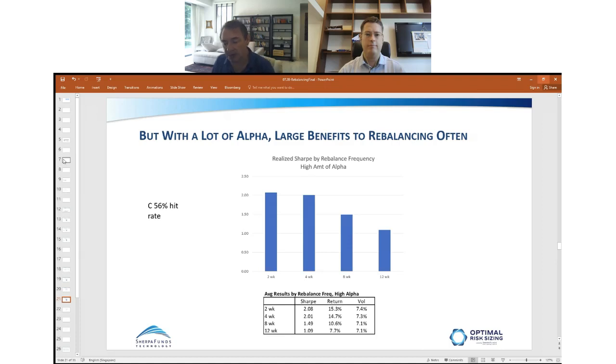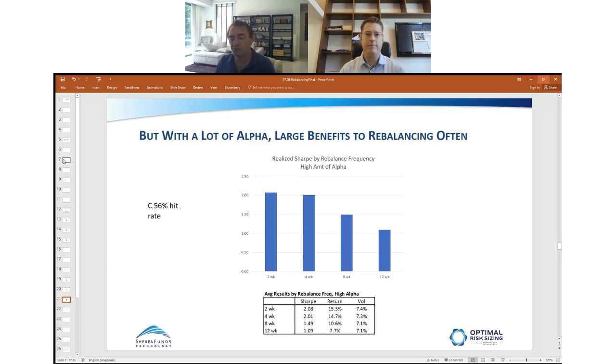If we're feeling really good about our ability to generate alpha, so our hit rate goes up to 56%, which is pretty high in the context of this sort of trading, then the 2-weekly rebalance, even though there are transaction costs in it, starts outperforming the 4-weekly rebalance. So there are these crossover points, and they're not intuitive. You never really know, or you can't really work out where these points cross over without doing the analysis.